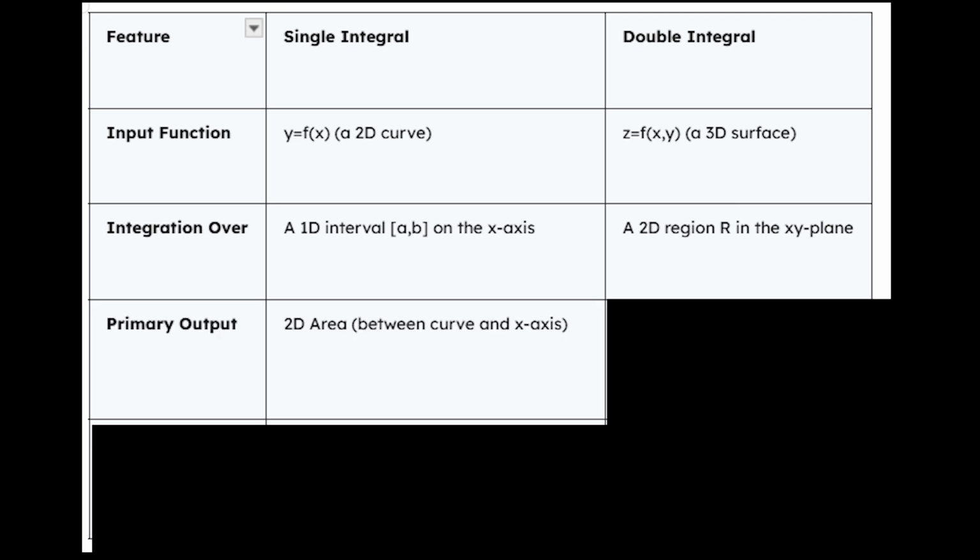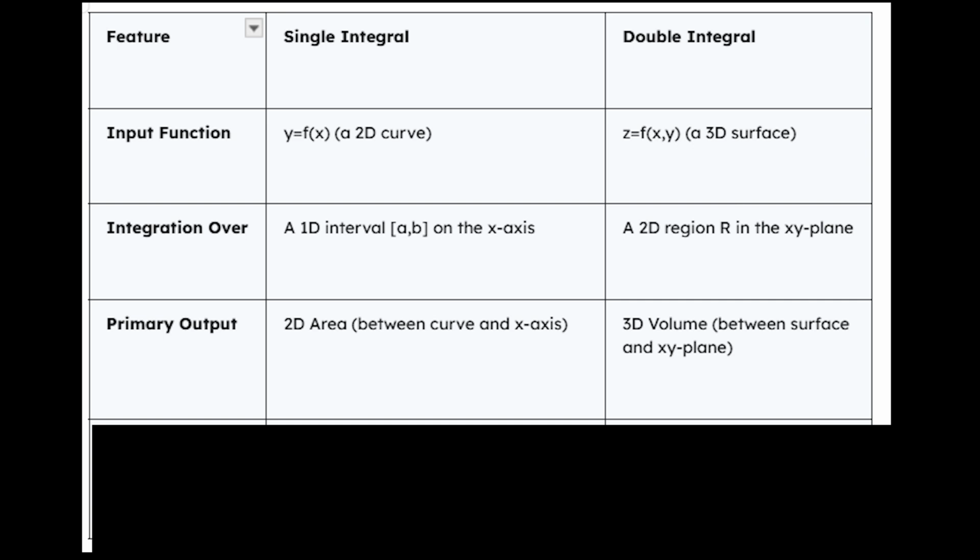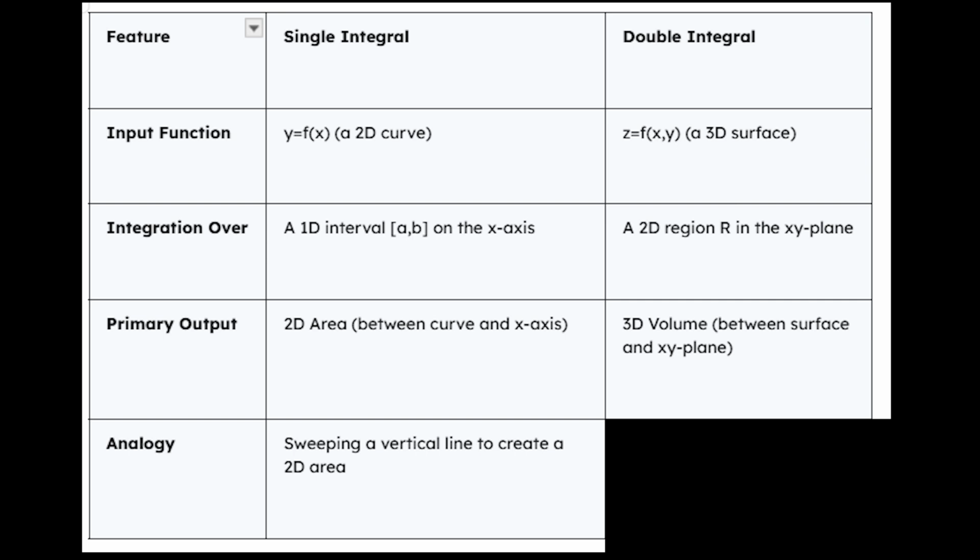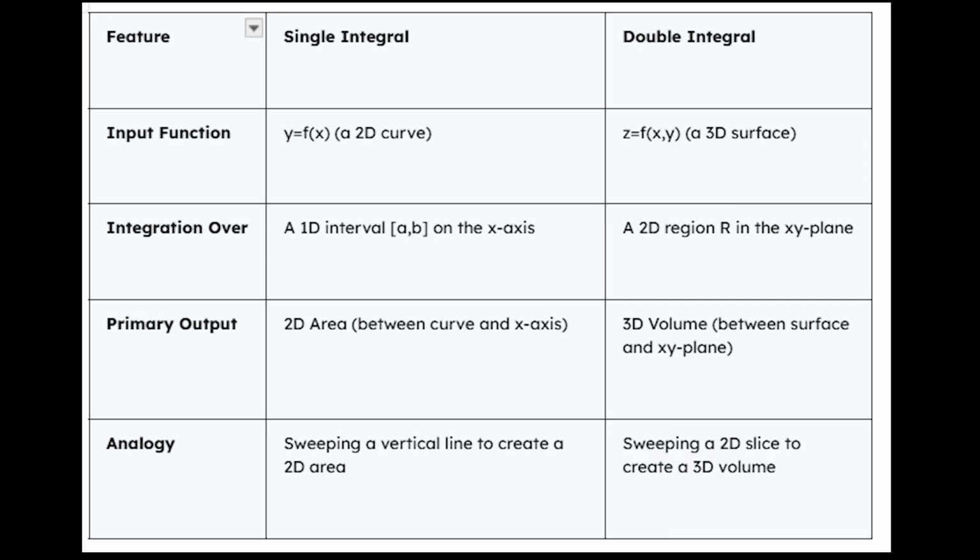For single integrals, the primary output will be a 2D area, the area between the curve and the x-axis. For double integrals, it will be a 3D volume between the surface and the xy plane. We can compare single integrals to sweeping a vertical line to create a 2D area, and double integrals to sweeping a 2D slice to create a 3D volume.